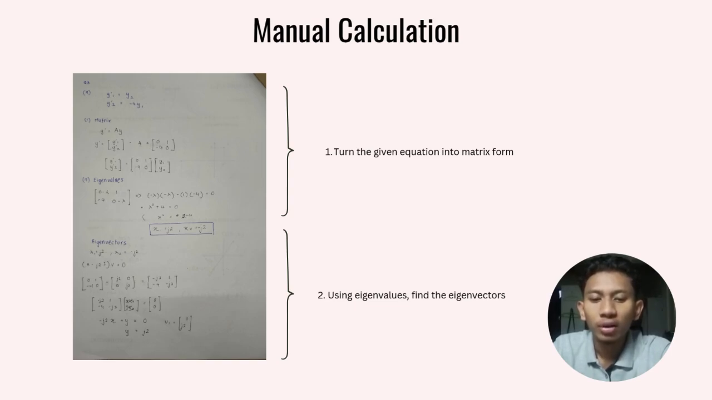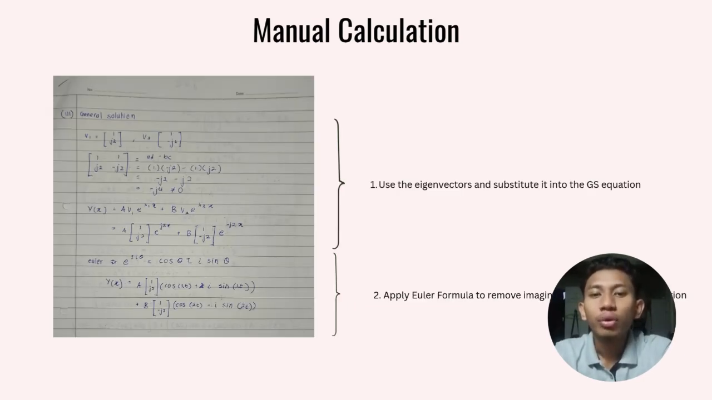Next, to find the eigenvectors, the first eigenvector will be represented as V1 while the second one will be represented as V2. To find the general solution, combine the two eigenvectors into one matrix. Multiply the matrix using AD minus BC. Then input V1 and V2 into the equation of y(x) equal to A V1 exponent lambda 1 x plus B V2 exponent lambda 2 x. To eliminate the imaginary number, use Euler's formula, which is exponent plus minus imaginary number theta, which is equal to cos theta plus minus imaginary number sin theta.